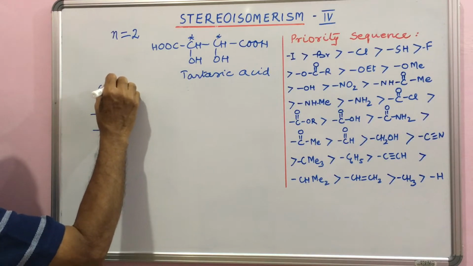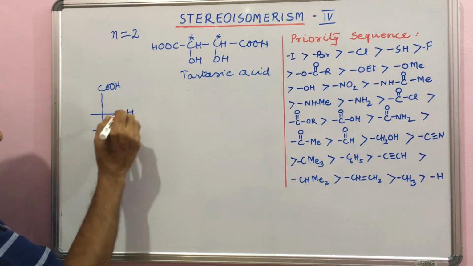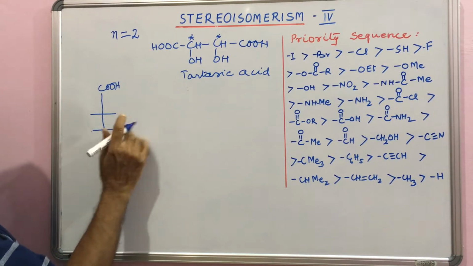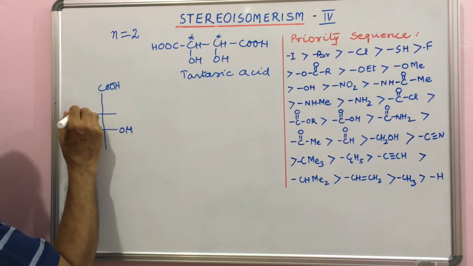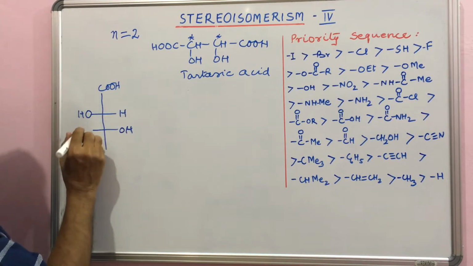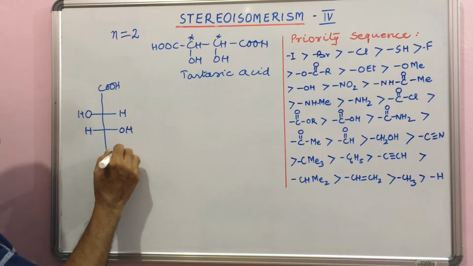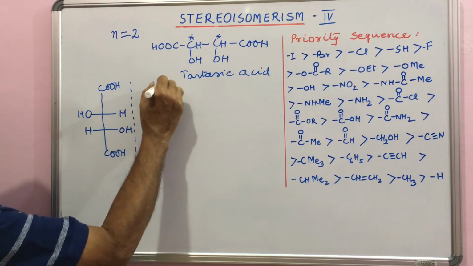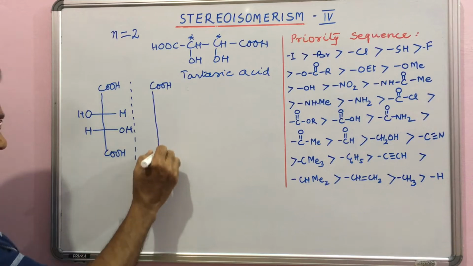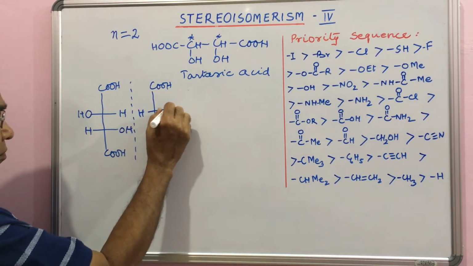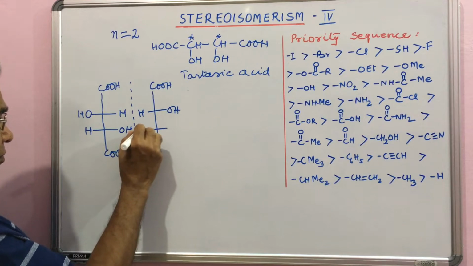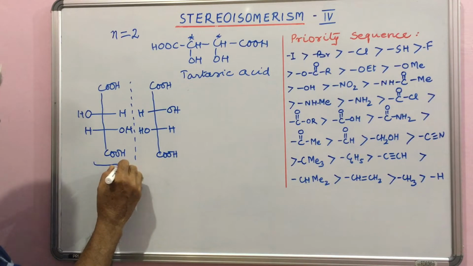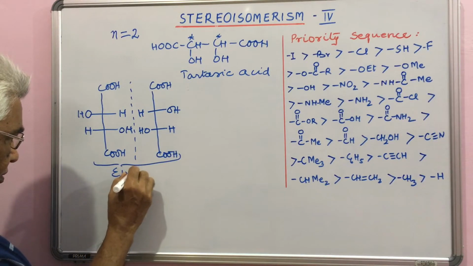in which the OH groups are on the opposite side. Its mirror image. So this is an enantiomeric pair, an enantiomer.